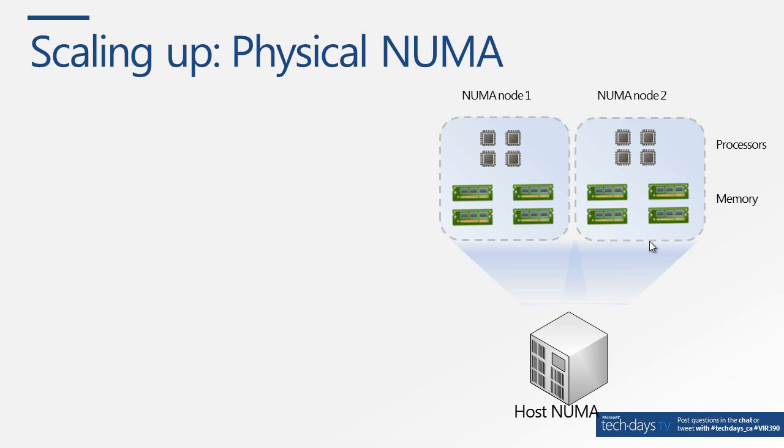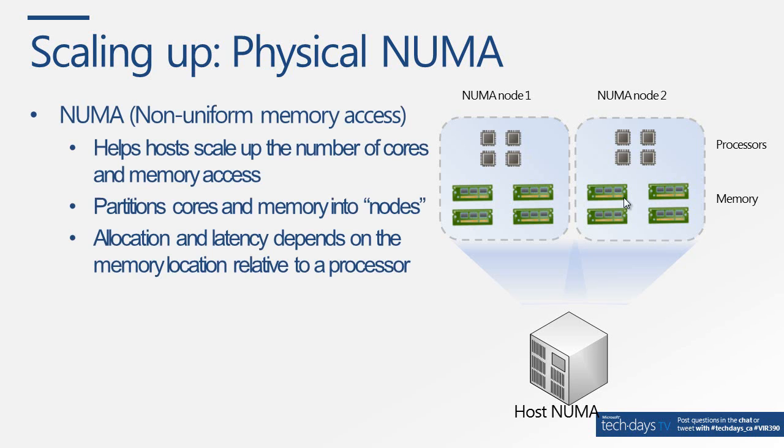And then another socket will have additional RAM, and essentially, if any one of the CPUs required more RAM than was available within its NUMA node, which is its collection of cores and memory, it would be able to get access to the memory on another NUMA node, but that particular process called the NUMA hop was actually very, very expensive. So NUMA essentially allows hosts to scale up the number of cores as well as memory access, and then partitions the cores and memory into individual nodes.